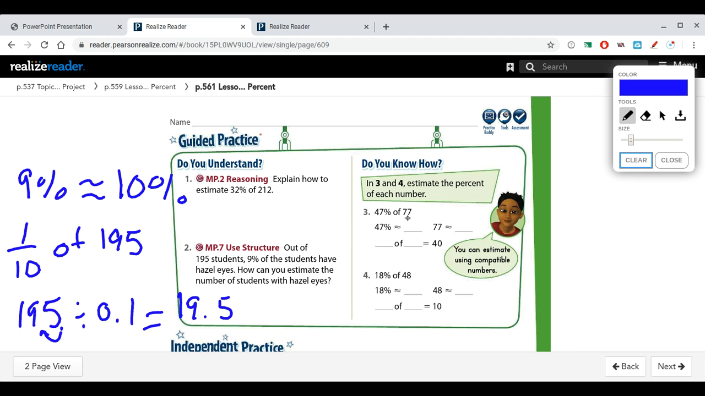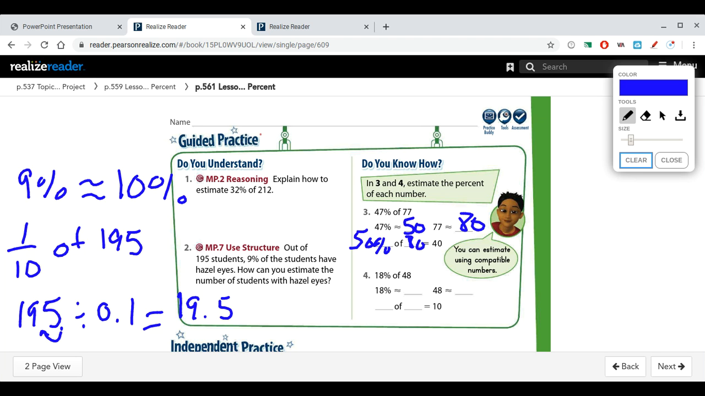In problems 3 and 4, we're estimating the percent of each number. So we're going to round 47%. I'm going to say 47% is near 50. And then 77, I don't want to keep it at 77 because I don't like what half of 77 would be. I can find it, but I can find what half of 80 is going to be much faster. And so 50% of 80 is equal to 40.